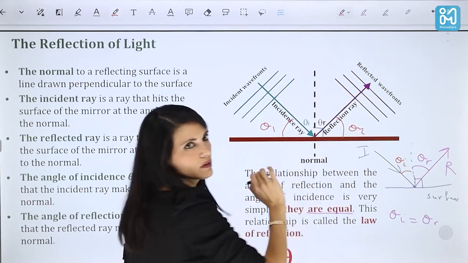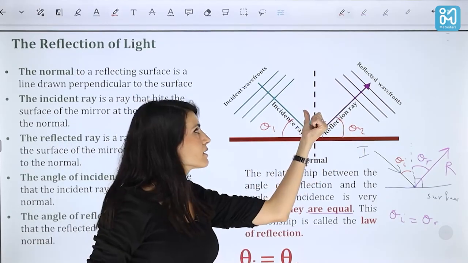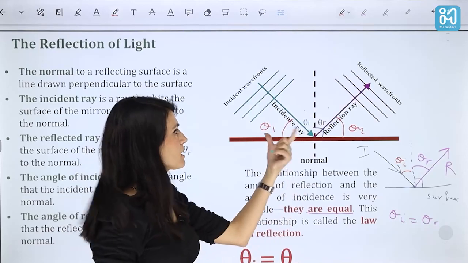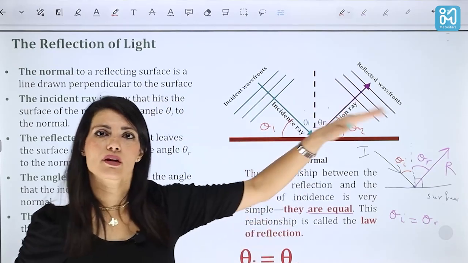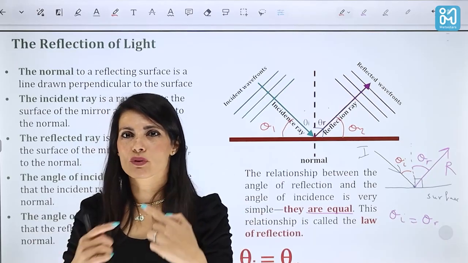They are equal. But these aren't the angle of incidence and angle of reflection. These are the angle of incidence and angle of reflection. These are the angles that the incident and the reflected ray make with the surface. Why is it important? It's important when you read the question.